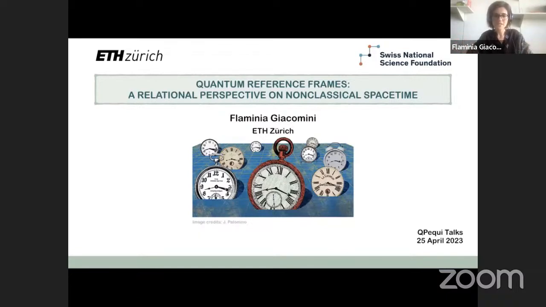So this will be a very broad perspective on some research that I've been working on in the past few years around the topic of quantum reference frames. I will introduce this concept and explain the basics. And then I will argue that this is a useful tool if we want to talk about non-classical space-time.